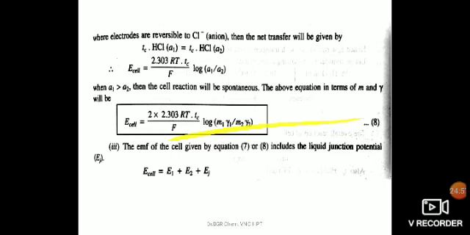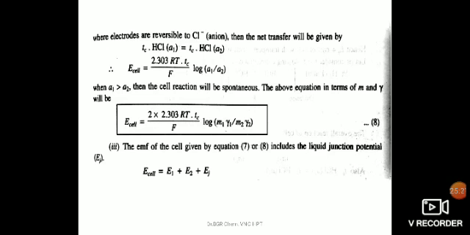Call that equation 7. Conclusions. From the knowledge of molality, activity coefficient and transport number of the ion other than the one in which electrodes are reversible, E can be calculated. However, when the electrodes are reversible to an ion, as in the cell where electrodes are reversible to Cl minus ion, then the net transfer will be given by Tc of HCl A1 is equal to Tc of HCl A2. Therefore, the EMF of the cell can be written as 2.303 RT into Tc by F into log of A1 by A2, where A1 is greater than A2. Then the cell reaction will be spontaneous.